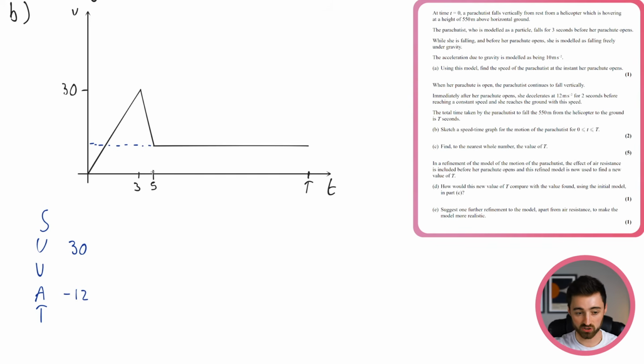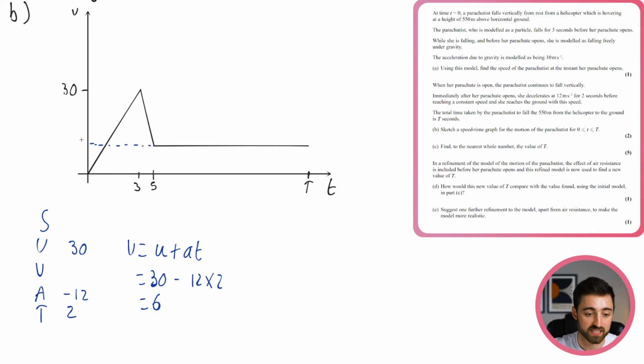T is going to be 2 because there's 2 seconds here. So if I have V equals U plus AT, what am I going to get? I'm going to get 30 minus 12 times 2. 12 times 2 is 24. 30 minus 24 is 6. Okay, so this is 6. And I think that's going to help us out a lot.